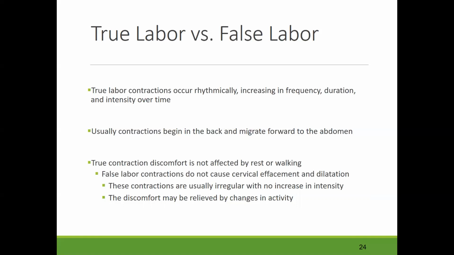The contractions are usually irregular with no increase in intensity, and the discomfort may be relieved by changes in activity. So if mom's walking around and you think maybe she's got Braxton Hicks, have her sit down and rest a little bit, sometimes drinking a little bit of water, maybe she's dehydrated, and so her uterus is a little bit irritable because it just needs to be more hydrated, will help. And if it goes away, it's definitely Braxton Hicks. But true labor, the contractions will not go away with any type of rest or drinking fluids.